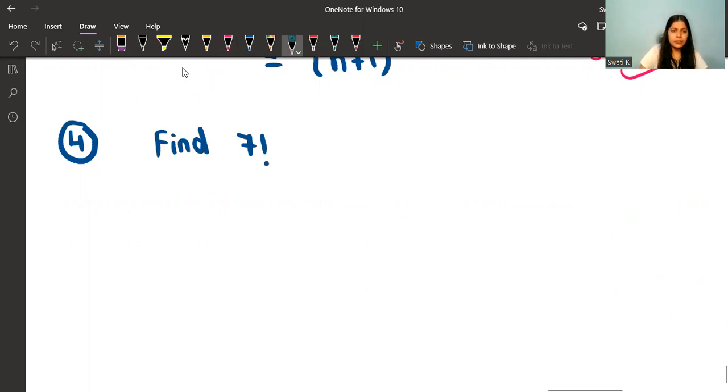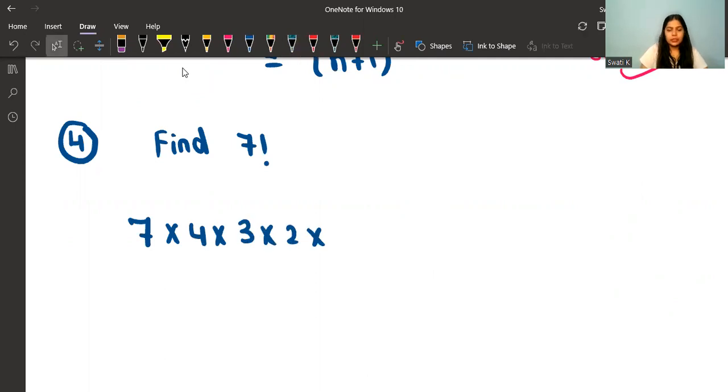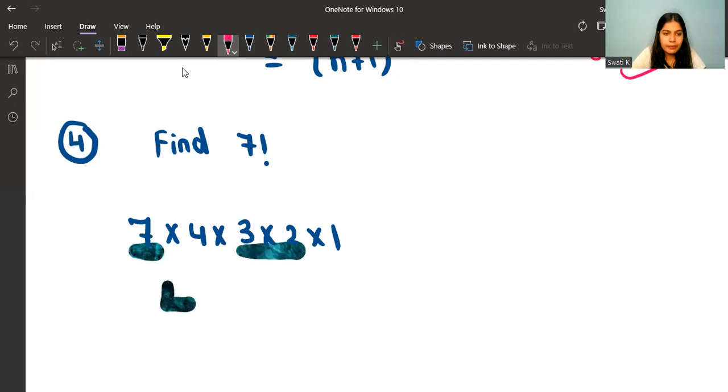Very simple. So you simply can do this: 7 into 4 into 3 into 2 into 1. Now here what you can do is smartly multiply this so that you'll get the answer very quickly. So what I can see is 7 into 6, right? 7 into 6 is 42. And then times 4 into 1 is 4, right?